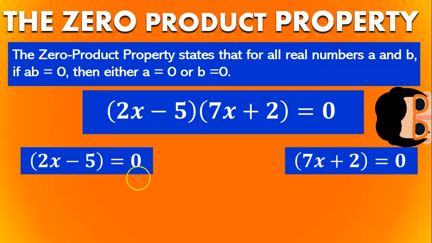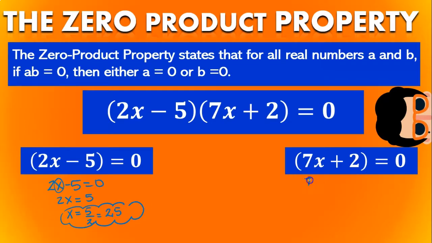equal to 0. Okay, so 2x minus 5 is equal to 0, and we're going to isolate the value of x. So 2x is equal to plus 5, and then x is equal to 5 divided by 2, which is going to give us an answer of 2.5, and that is going to be the first answer.